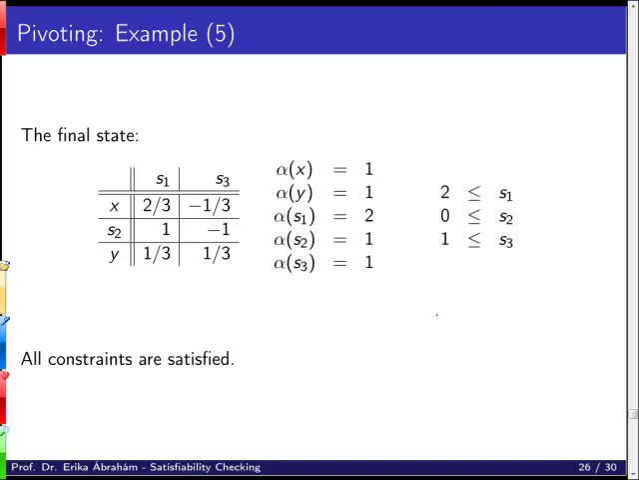And I check again. S1 has the value 2, which is at its lower bound. It is fine. S2 has the value 1. This satisfies also the lower bound. And S3 has the value 1, which also satisfies the bound. So all variables satisfy their bounds, and I have found a solution.